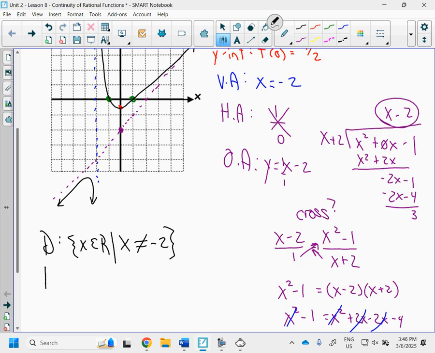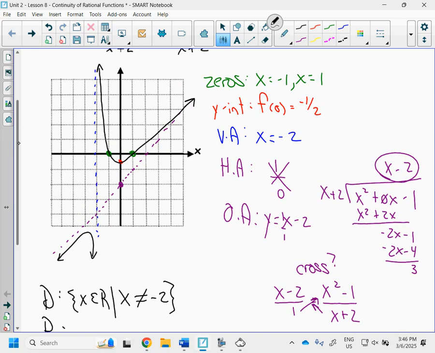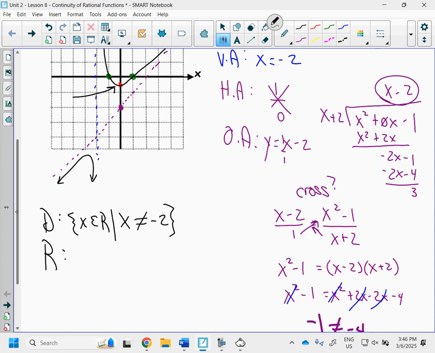Range is the tricky one. Range is actually made up of 2 separate parts because our graph is literally made up of 2 separate vertical parts. The top part, I call this one number 1 up here, comes down as low as your y-intercept, as low as that point right there, which is -1/2. So we know that y has to be all the numbers, and it has to be bigger than -1/2. And it actually touches it, so I have an equal sign in there.